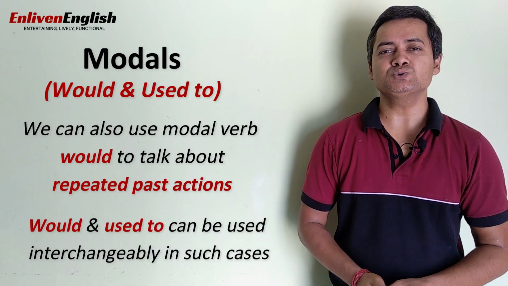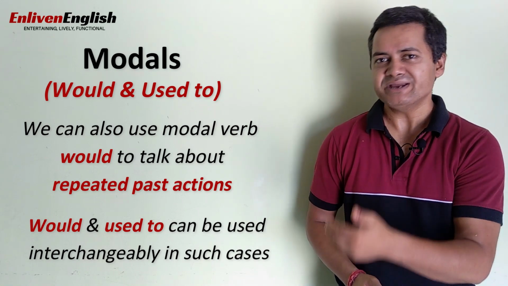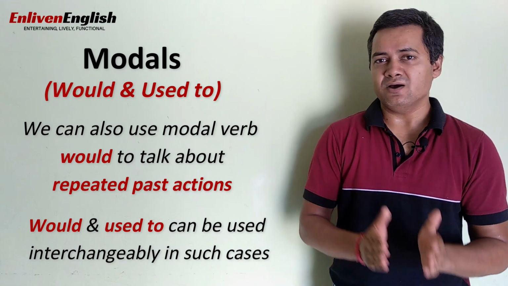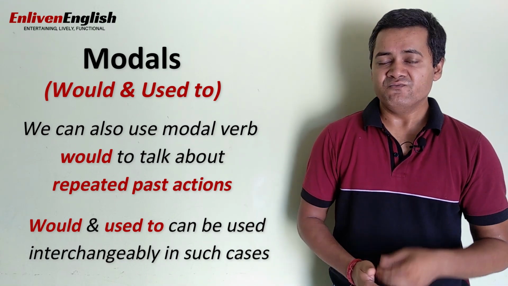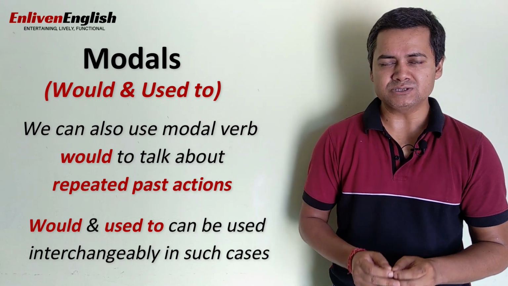Interestingly, we can also use the modal verb would to talk about actions that happened repeatedly in the past. So that means we can use used to and would interchangeably wherever an action happened repeatedly. Let's see some examples to understand this.